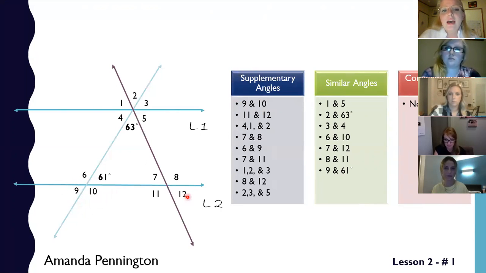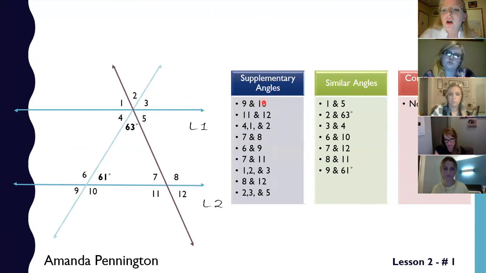Now, if we look at 1, 2, and 3 at the very top of line 1, we get three different angles, but they have to add up to 180 because they're on the line. And so we have all kinds of different supplementary angles on here.